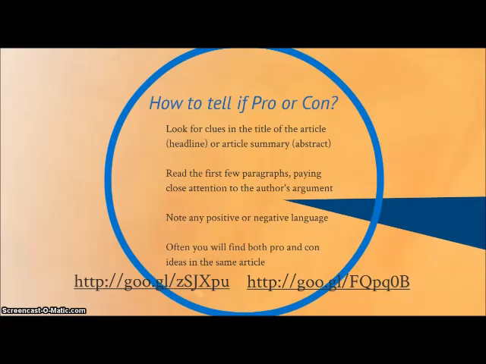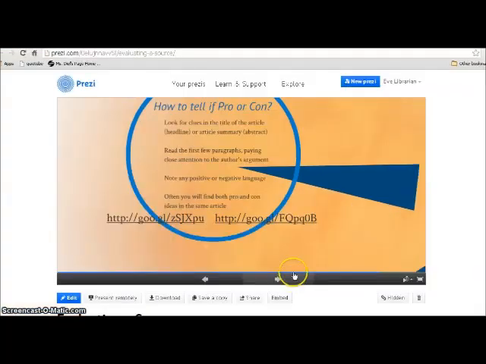So, how can you tell if it's pro or con? Well, again, using the article title as a clue is always the best thing to start with, as well as any summary of the article that may be there. Reading the first few paragraphs should give you an idea of what the author is arguing. Also, of course, positive or negative language is something else to look at. And again, just bear in mind, you might find both pro and con ideas in the same article.